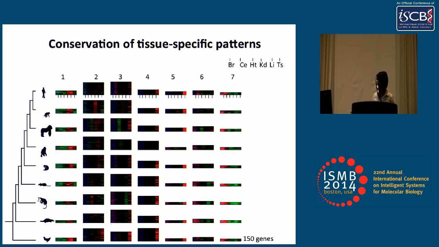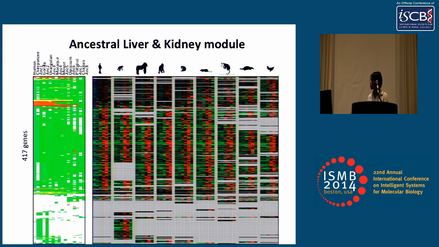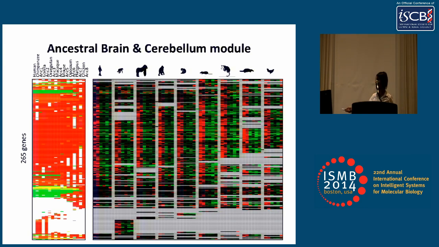Now, what we're doing is trying to annotate these modules based on the pattern of expression. So for example, for the first module, I'm showing you their expression patterns, from human to chicken. And what you see is there is this conserved induction of genes in these tissues, and these are associated with liver and kidney. Similarly, we see that there is another module, on the other extreme, where we see very conserved induction of brain and cerebellum associated tissues.